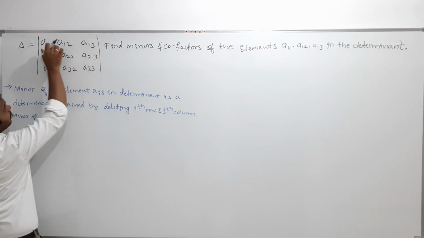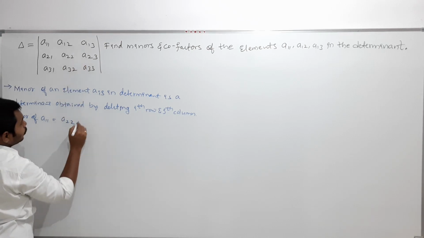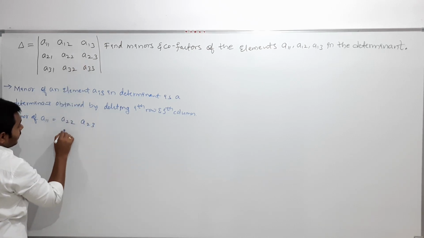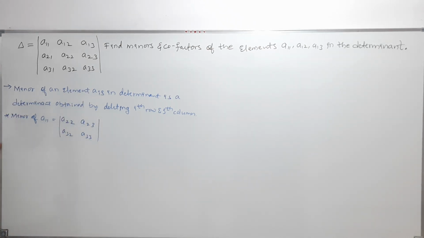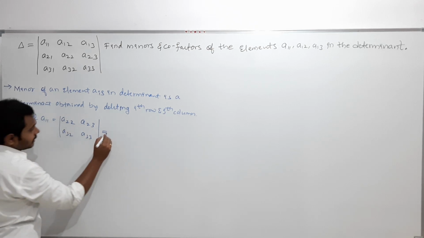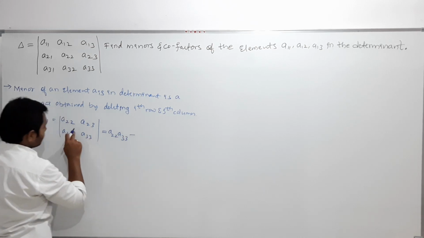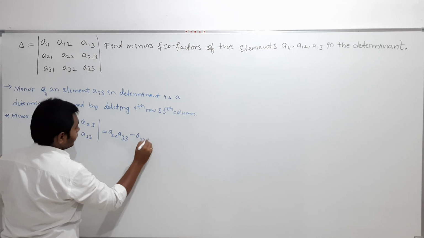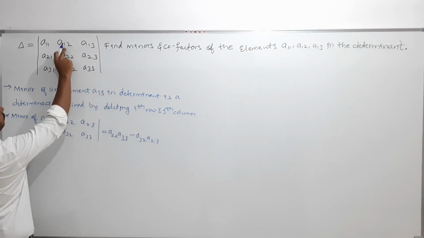So deleting this row and this column, the determinant of the remaining elements I should take. What are the remaining elements? A22, A23, A32, A33. So this determinant I should consider. How to find this determinant? This element into this element, A22 A33, minus this element into this element, A32 A23. Clear?